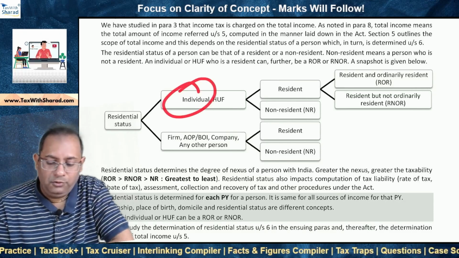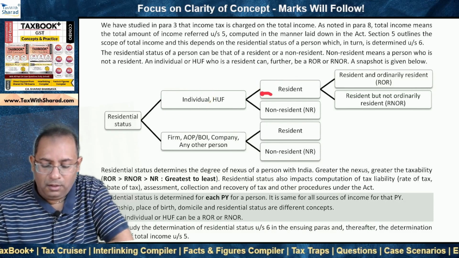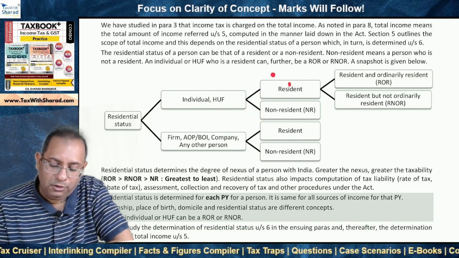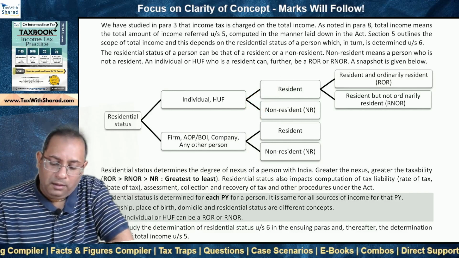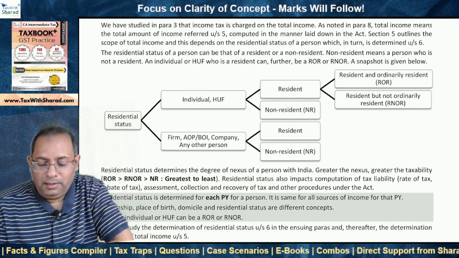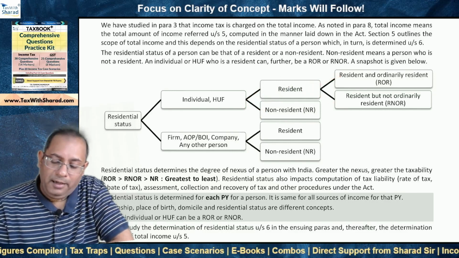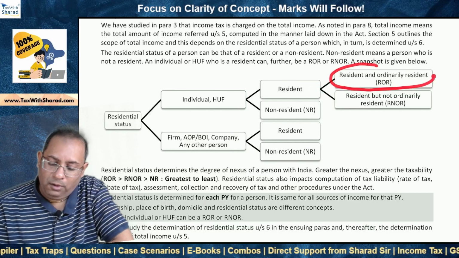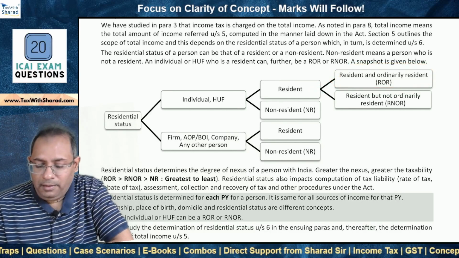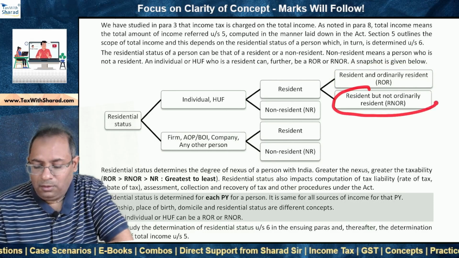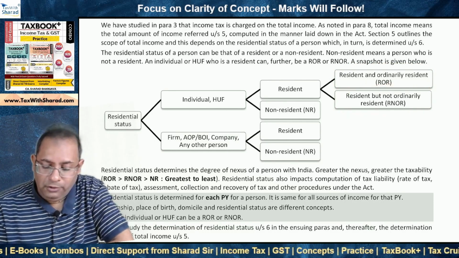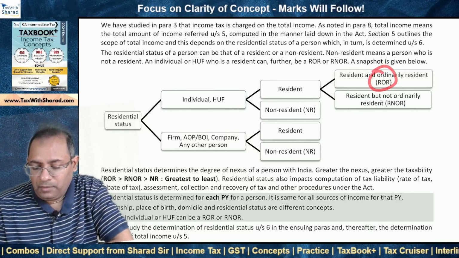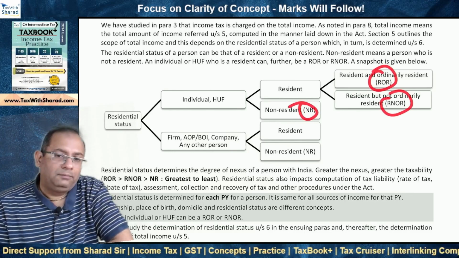Okay. So an individual can be a resident or a non-resident. If the individual is not a resident, that means the individual will be a non-resident. Now, once an individual is a resident, there is a further subclassification. An individual can be a resident and ordinarily resident, ROR, and an individual can be a resident but not ordinarily resident, or RNOR. So basically, in a nutshell, an individual can be ROR, RNOR, or a NR.